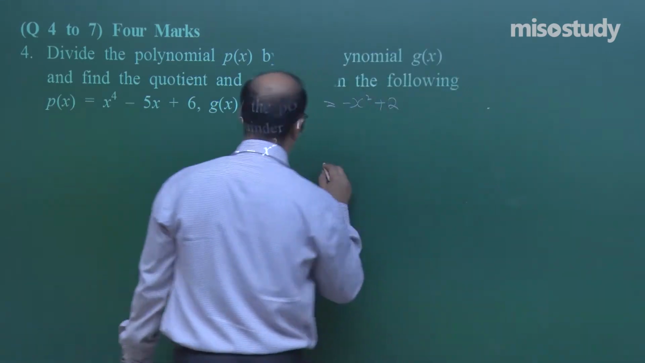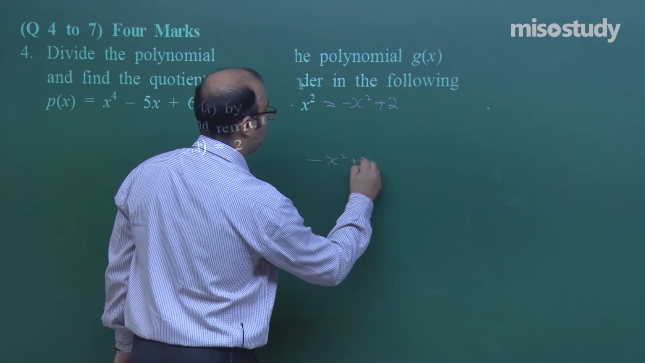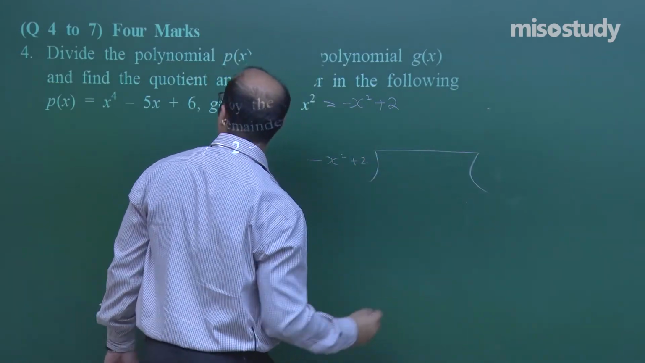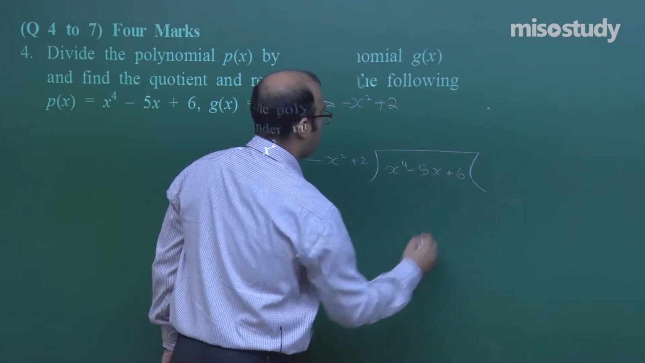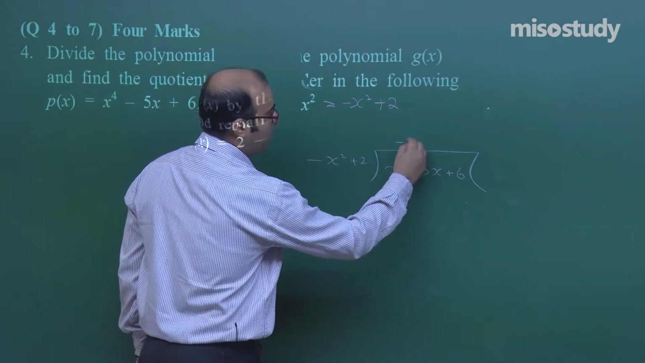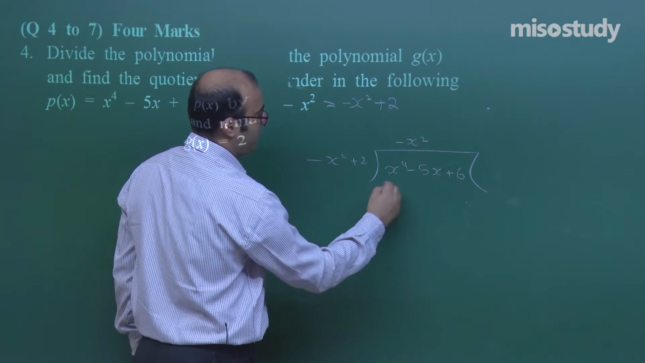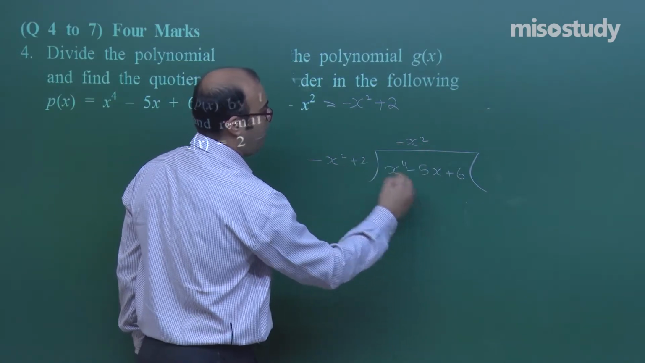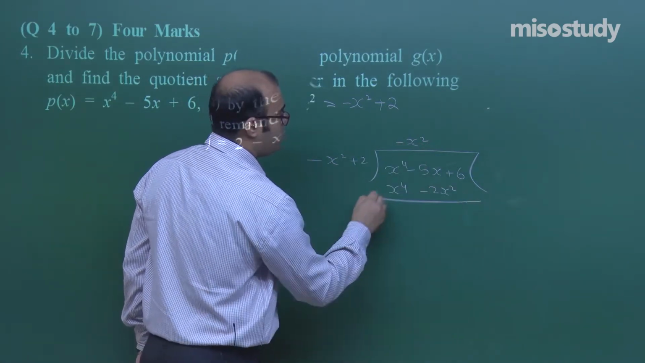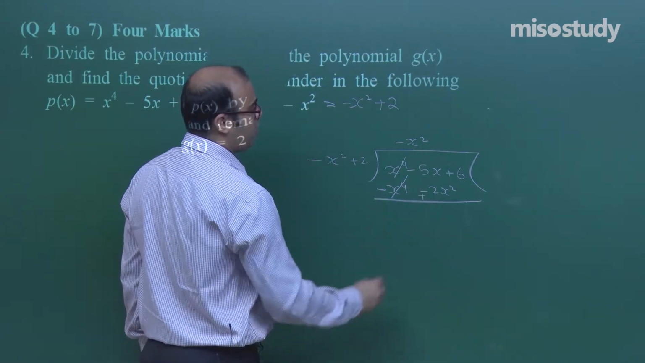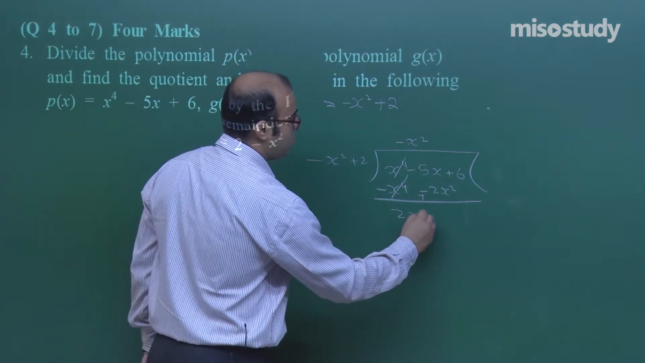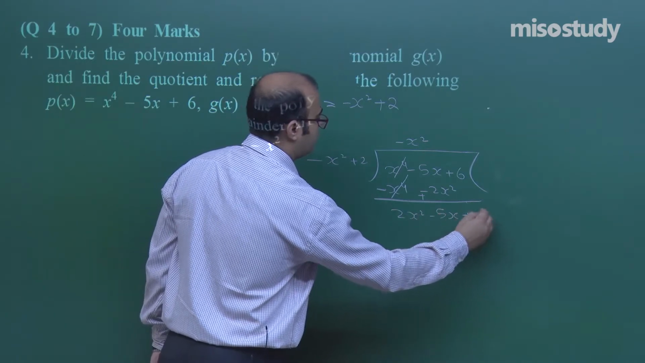Now when we will divide, so minus x square plus 2 is dividing the polynomial x to the power 4 minus 5x plus 6. So first we will multiply with minus x square, this will become plus x to the power 4, this will become minus 2x square. This will subtract, this is cancelled, this will become plus. So what we observe, 2x square minus 5x plus 6.